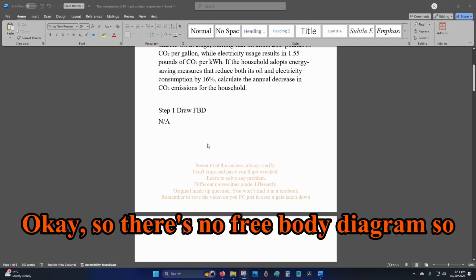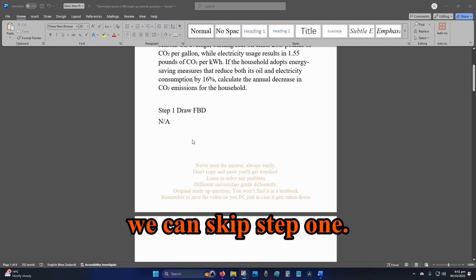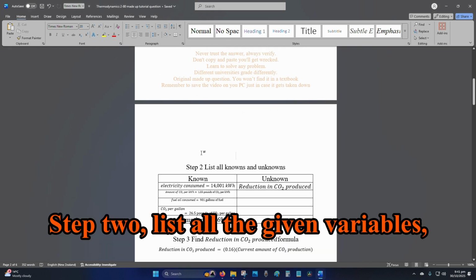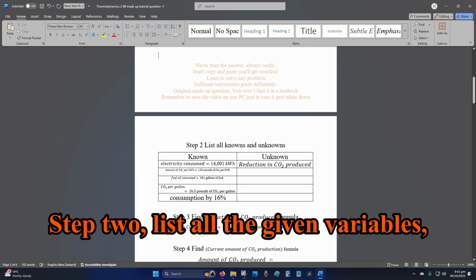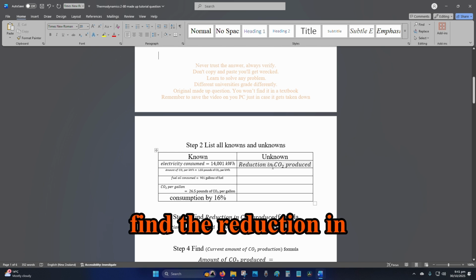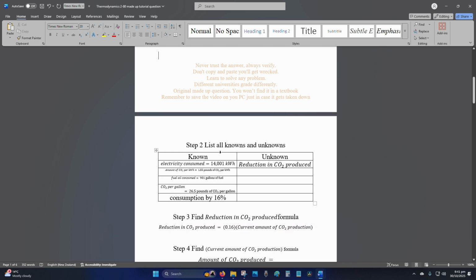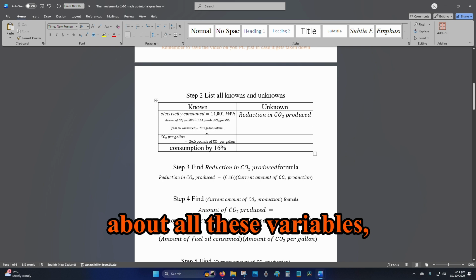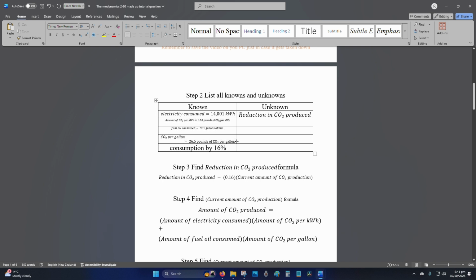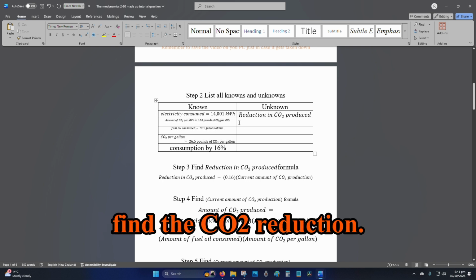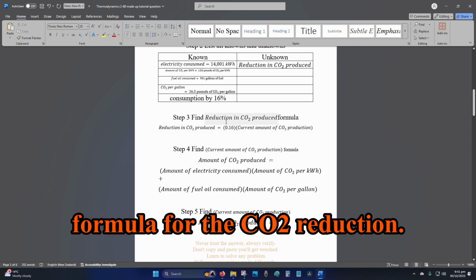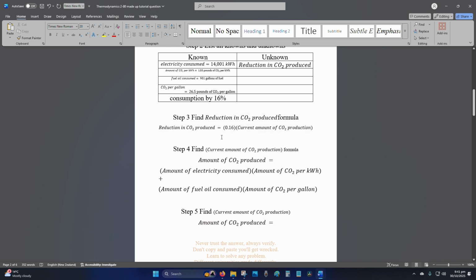Okay, so there's no free body diagram, so we can skip Step 1. Step 2, list all the given variables. Find the reduction in carbon dioxide produced. So we just talked about all these variables, and we're trying to find the CO2 reduction.